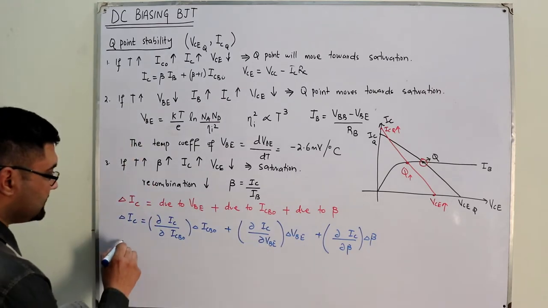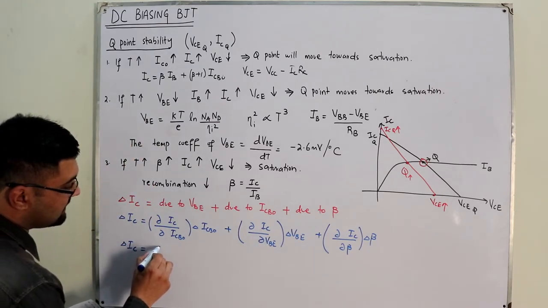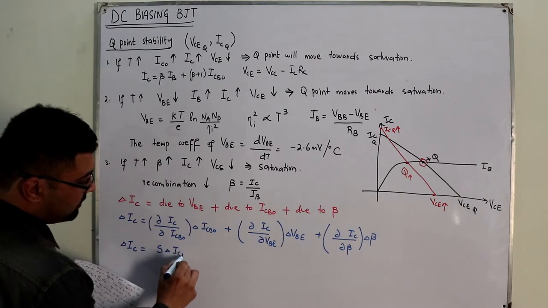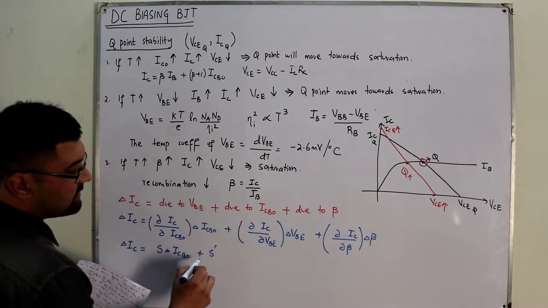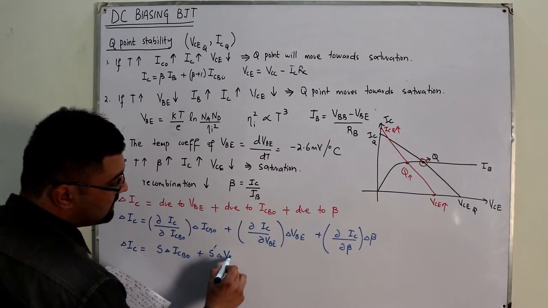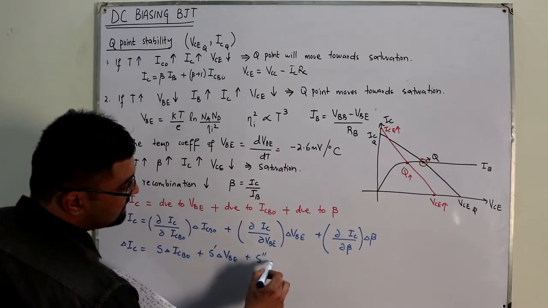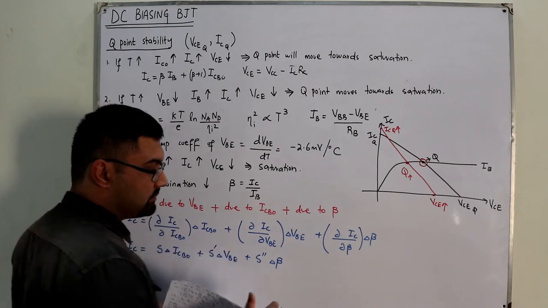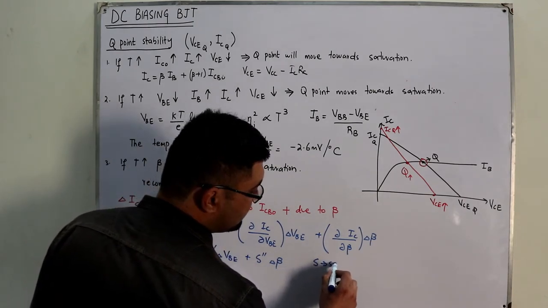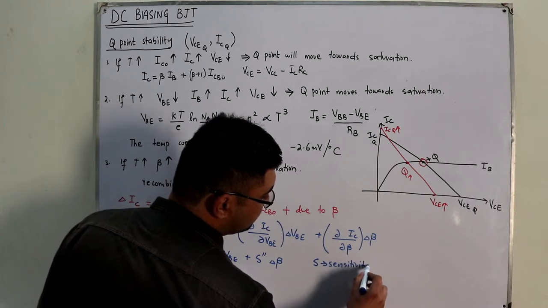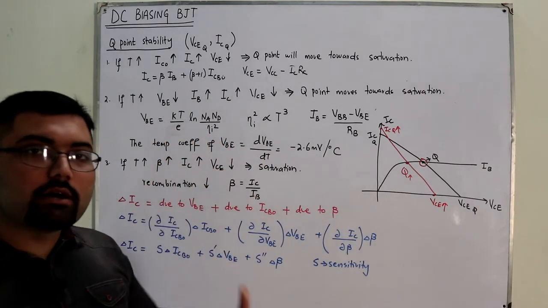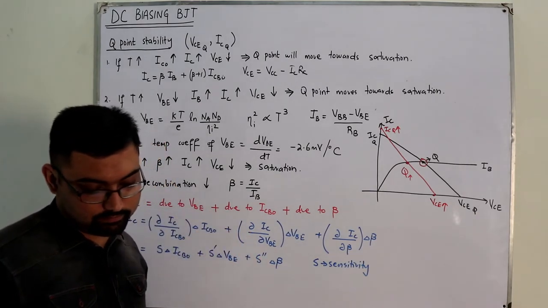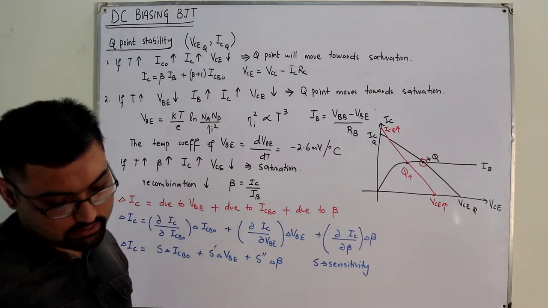We say that change of IC is S times the change of ICBO, plus S dash times the change of VBE, plus S double dash times the change of beta. This S is the sensitivity of the device. The more the S, the more the device is sensitive to the changes with respect to which it is.